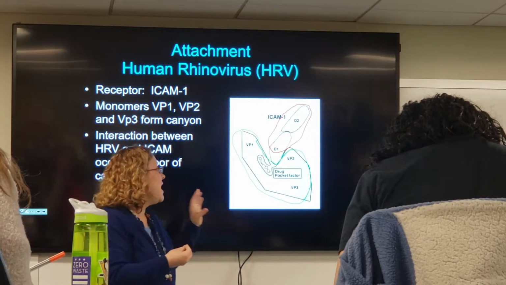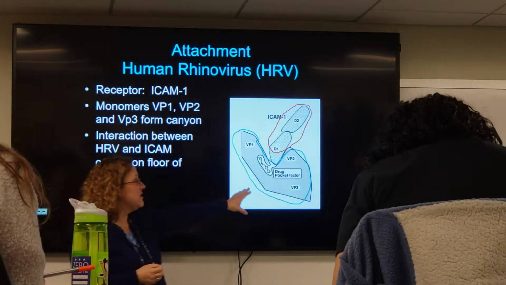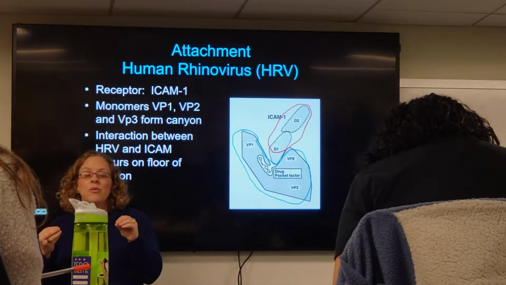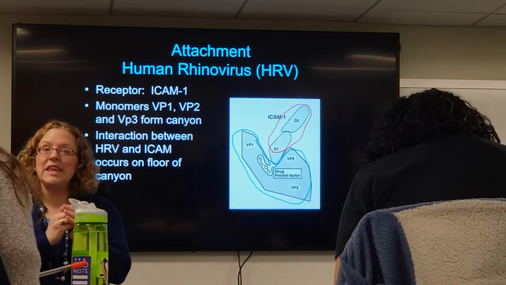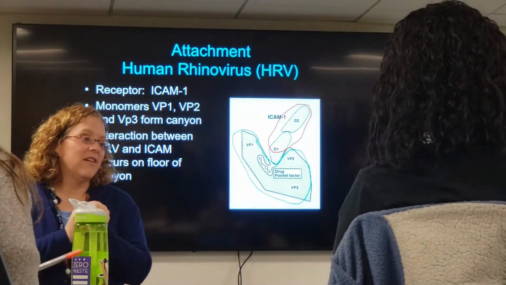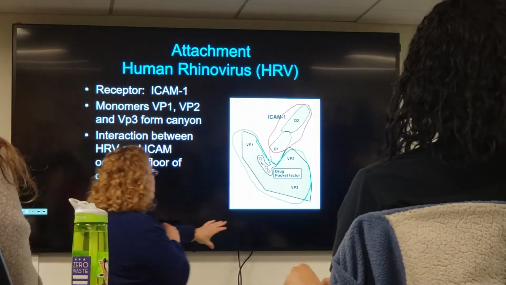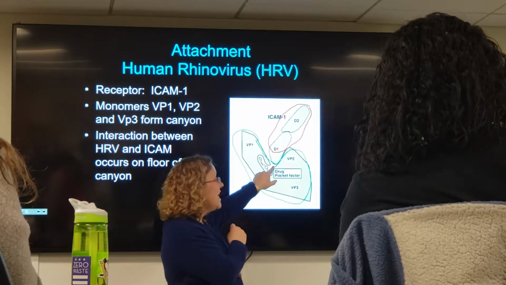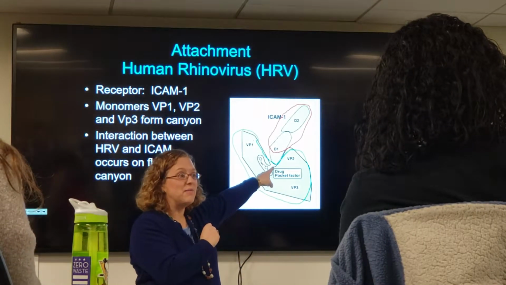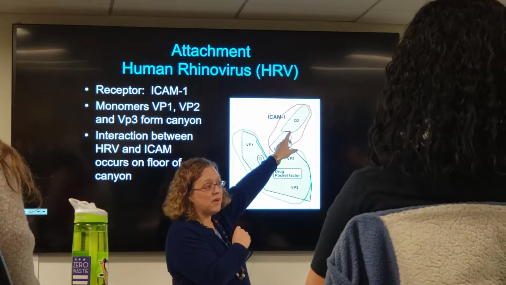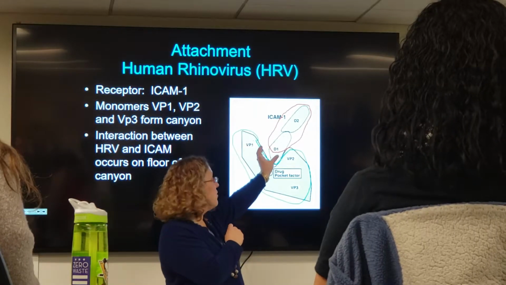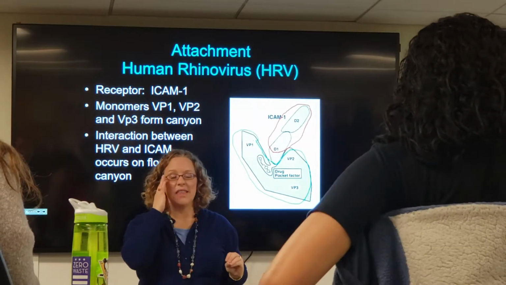Okay? So I don't want an attachment site where an antibody can get in there and bind. Right? So this is really advantageous for me, because the only thing that can fit inside this binding pocket is ICAM, right? Is my receptor that I want to bind to. Nothing else can get inside there.